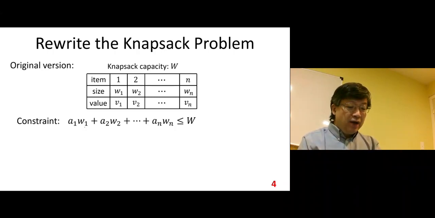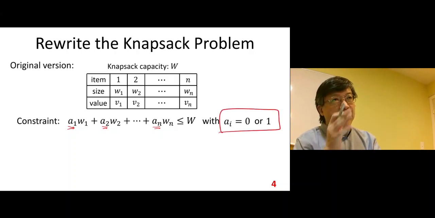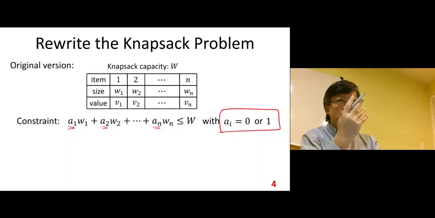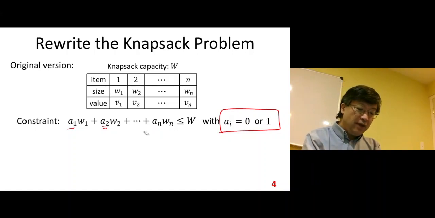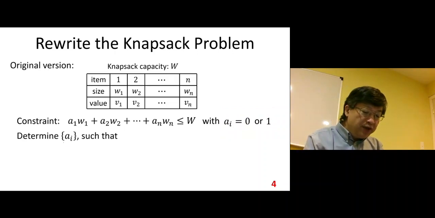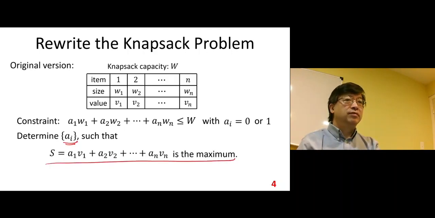But here, for each item we use a coefficient A1, A2, AI, but that coefficient can only be 0 or 1. Because each item you can only select or not select it. Only 2 choices, so 0 and 1. All right. That's the original knapsack problem. We need to determine these coefficients such that this number is the maximum. That's the original question.